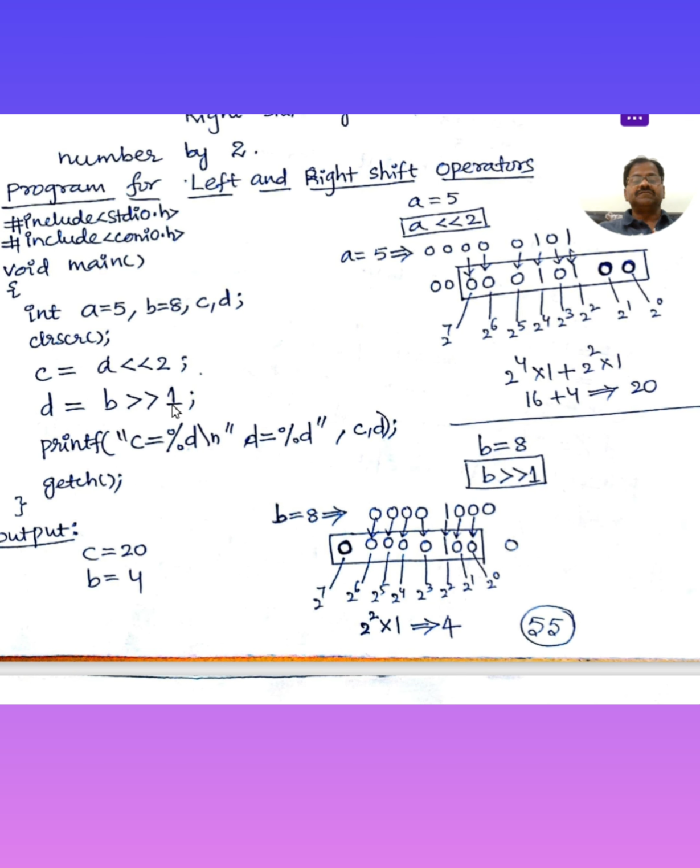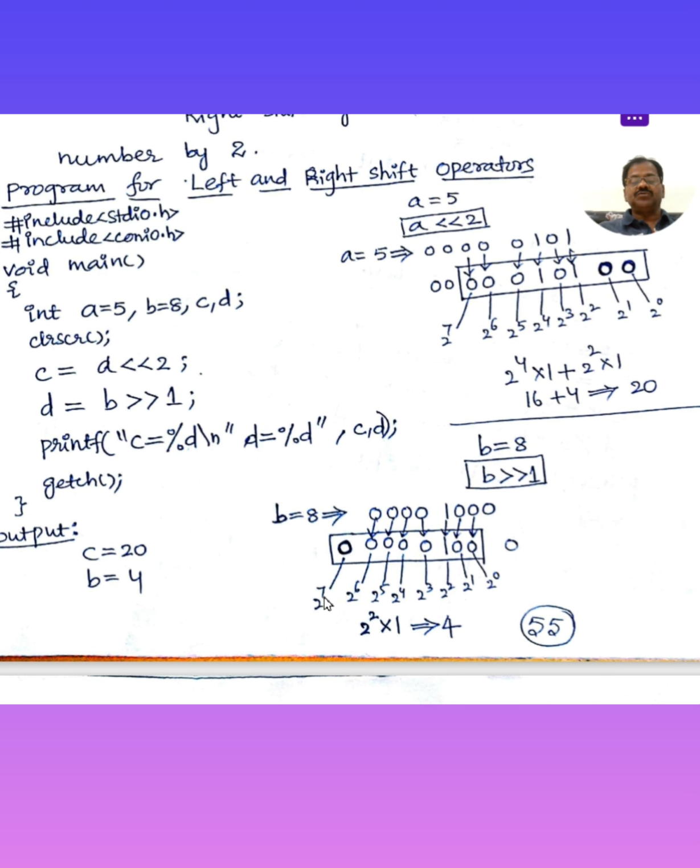You see here, B right shift 1. What is the value of B? 8. We can write it like this: 0, 0, 0, 0, 1, 0, 0, 0. Here, right shift, we have to shift 1 bit to the right side. We shifted 1 bit to the right side, and I want 1 bit for the calculation, that's why I added a 0 bit to the left side. Next, 2 to the power of 0, 2 to the power of 1, like that we have to write.